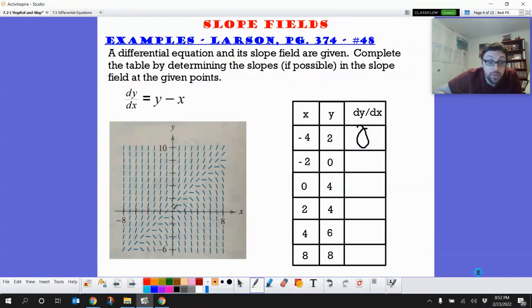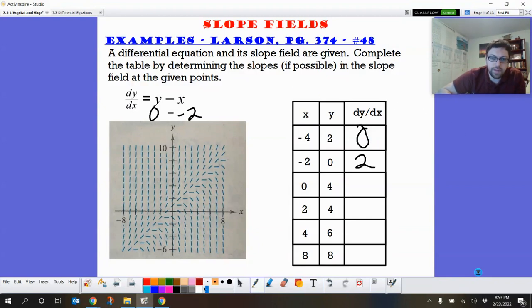And -2, let's see, 1, 2, and then up and down 0. Then it's kind of going up. It's pretty steep. So we could say something like 4. Or, what we could also do, because I'm clever, is just plug it into here. So that's 0. So -2 minus, oh, other way around. 0 minus -2. So 0 minus -2. That is going to be +2. So then our slope there is 0.